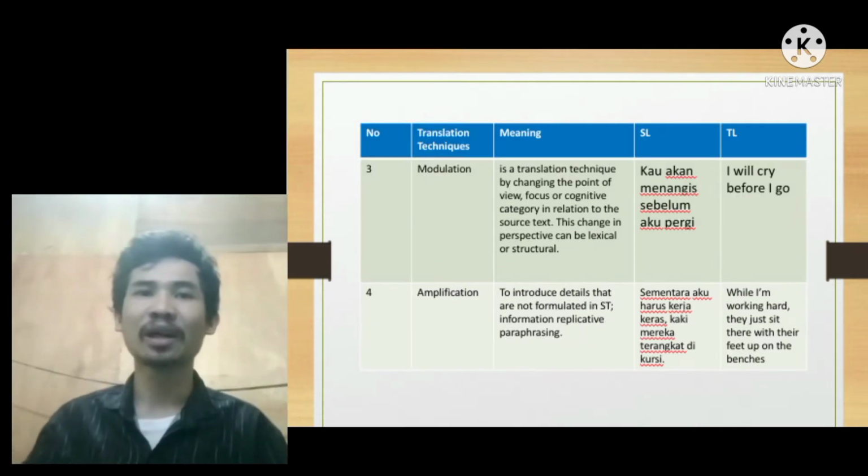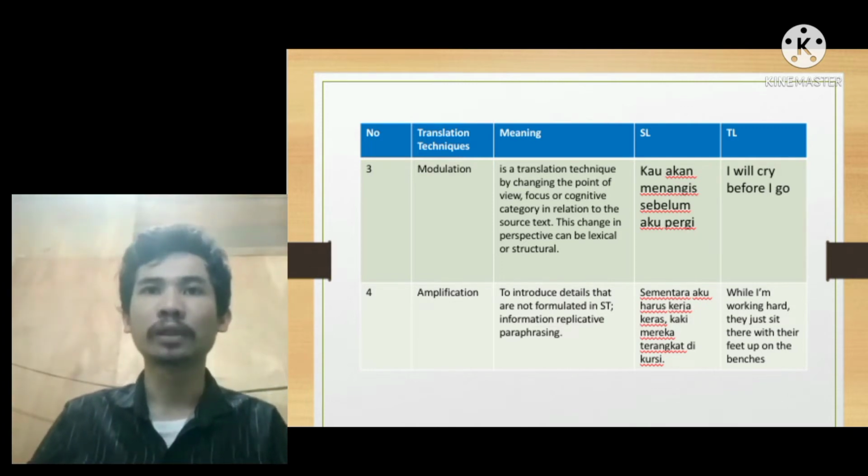And the next is modulation. Modulation is a translation technique by changing the point of view, focus, or cognitive category in relation to the source language. This change in perspective can be lexical or structural. The source language is "kau akan menangis sebelum aku pergi", and the target language is "you will cry before I go".